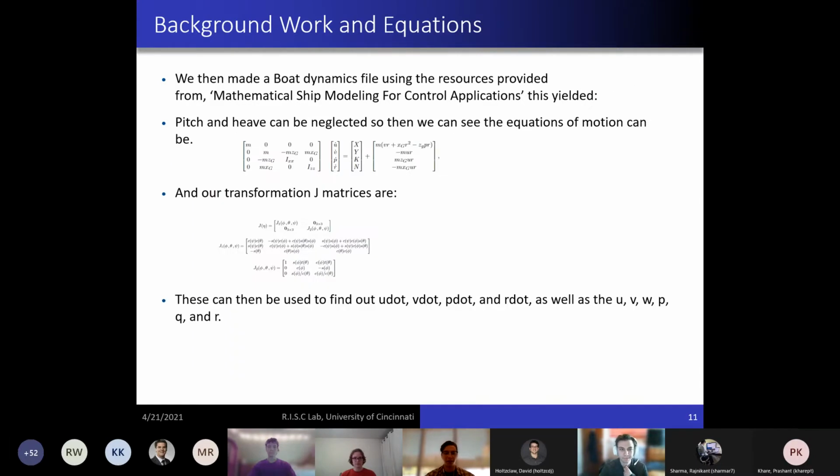We then made a boat dynamics file using the resources provided that Kellen just talked about. From this, we simplified it down to 2 degrees of freedom just for simplicity purposes. So we neglected the pitch and heave, and you can see our equation of motion listed on the slide. We then had our transformation J matrices, which are also listed on the slide. And from this, we output our U dot, V dot, P dot, R dot, as well as the U, V, W, P, Q, and R for the boat.